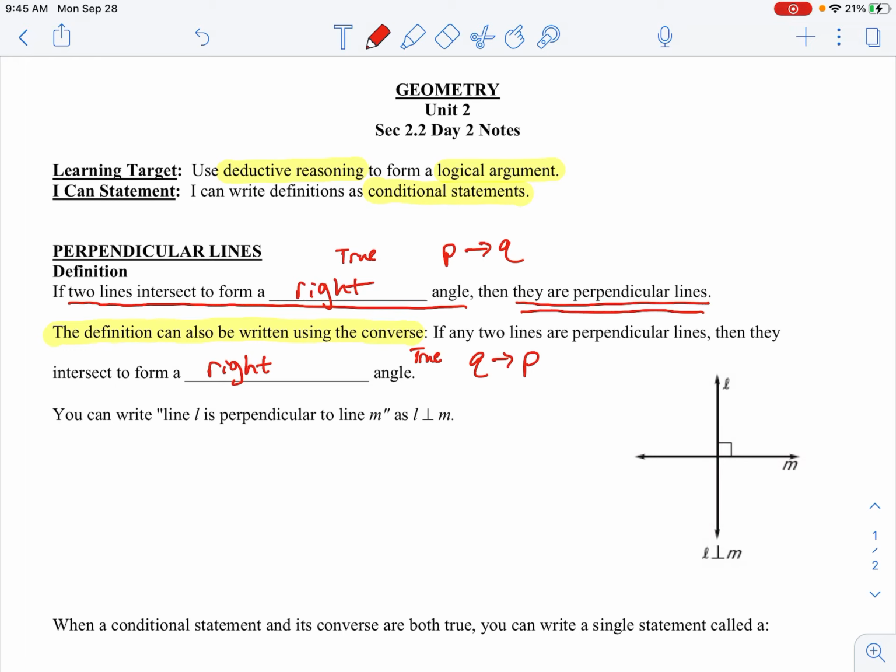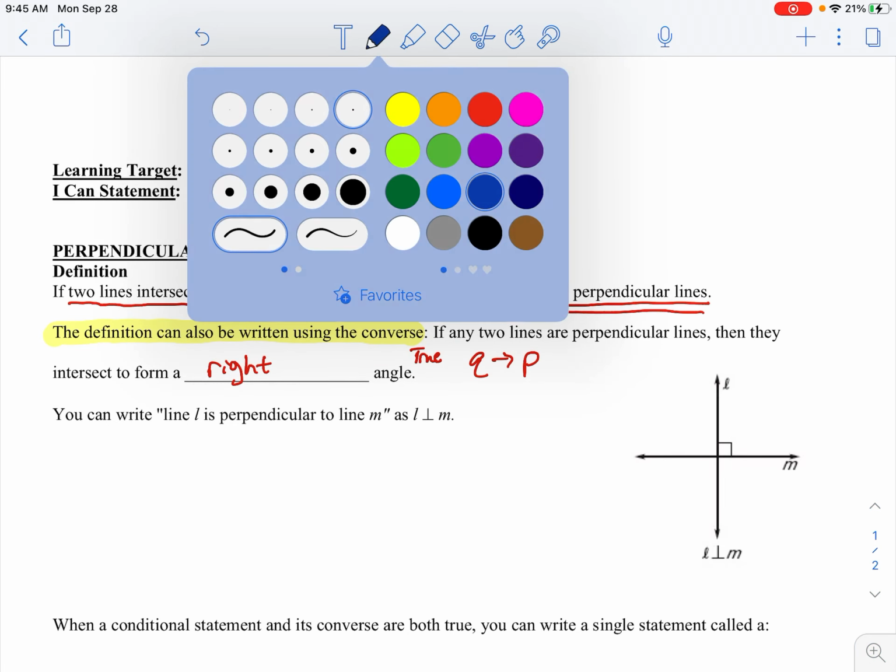Why are we talking about this? We're going to have a term, a new type of statement for it. Before we move on, let's talk about this geometric idea.